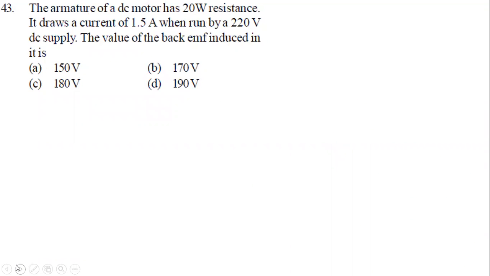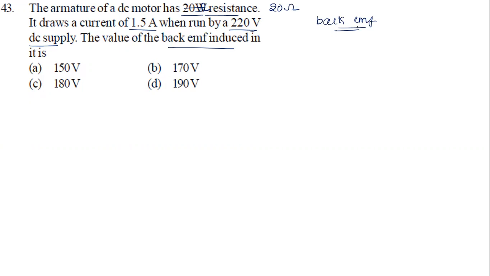Let's look at the next question now. Question number 43. What does question number 43 say? The armature of a DC motor has 20 ohm resistance. It is not watt, it is 20 ohm. It draws a current of 1.5 ampere, run by a 220 volt DC supply. Then the value of back EMF is how much? So now the back EMF concept will come.